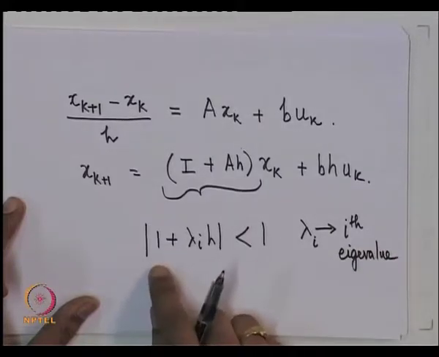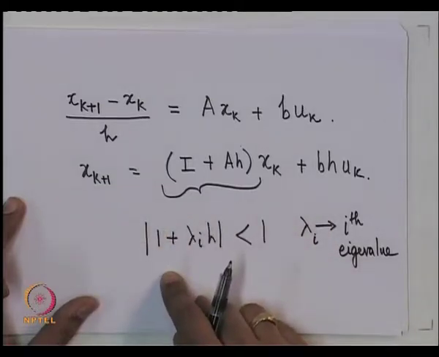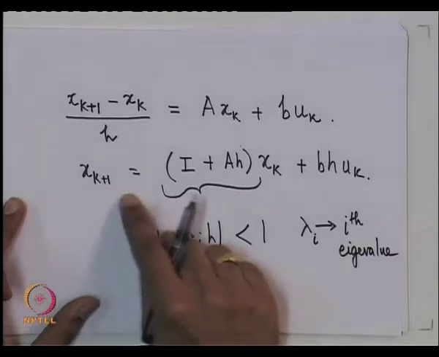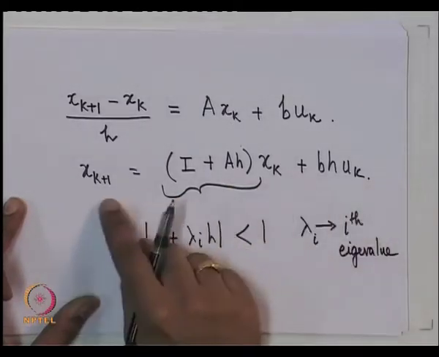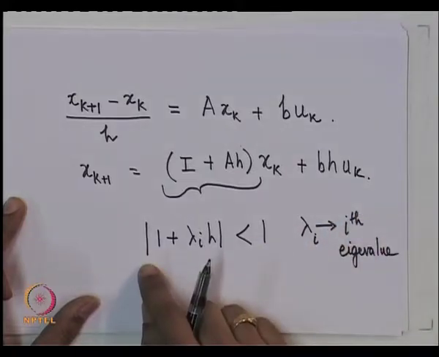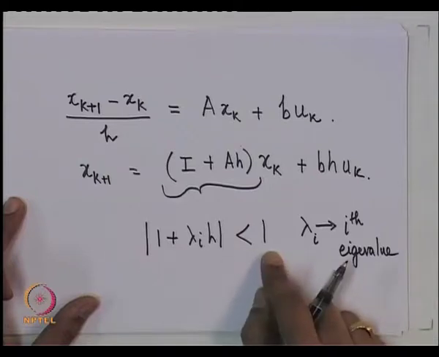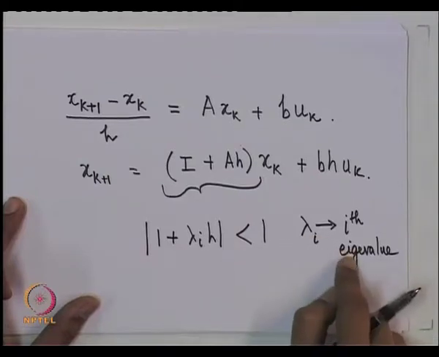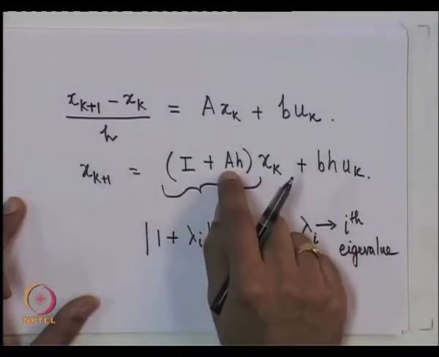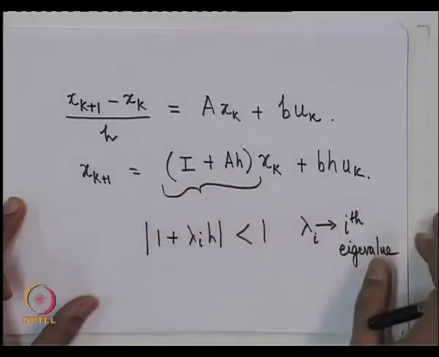The important point is this should be true for all eigenvalues. So, Euler method will be stable, or rather the response which you get by using this relationship, the samples which you get by using this relationship will be stable if for all eigenvalues this is satisfied. Lambda is of course the eigenvalue of A. Okay. So, this is the basic property of Euler method.